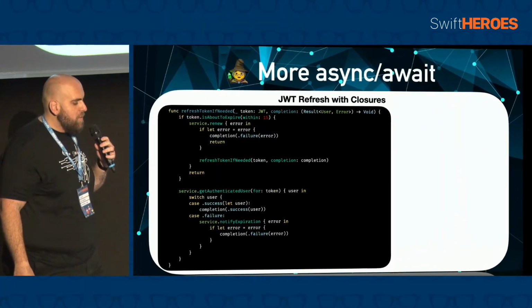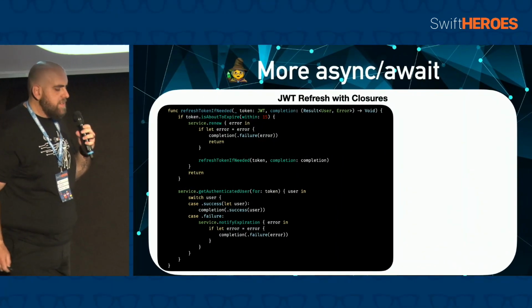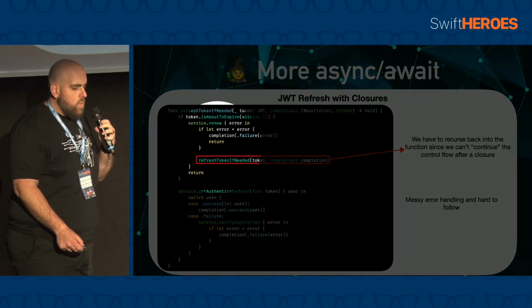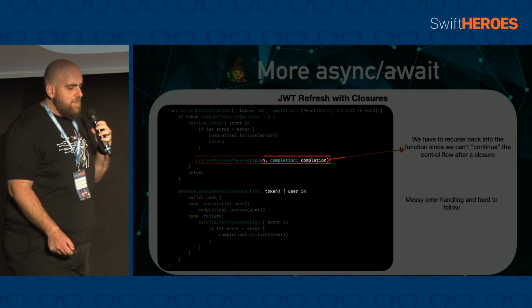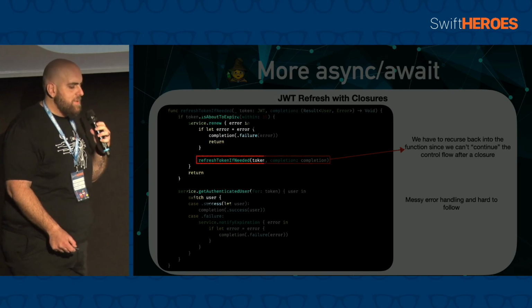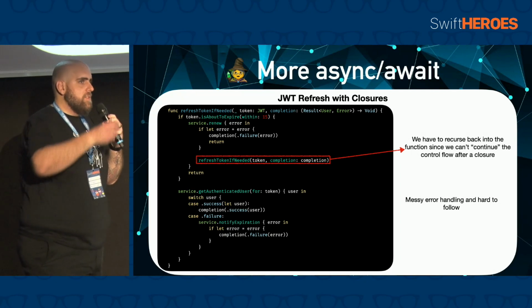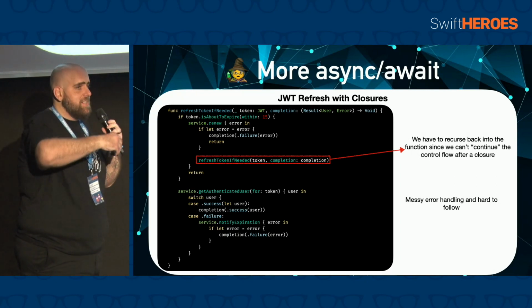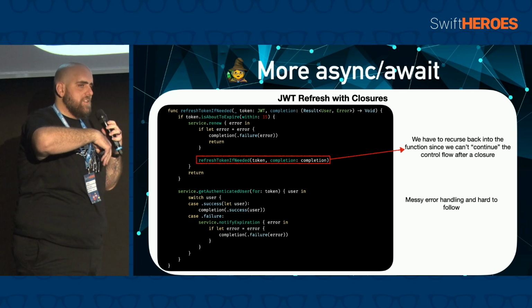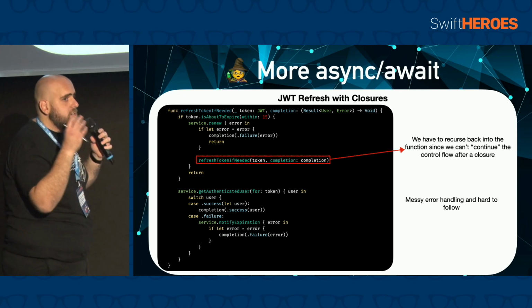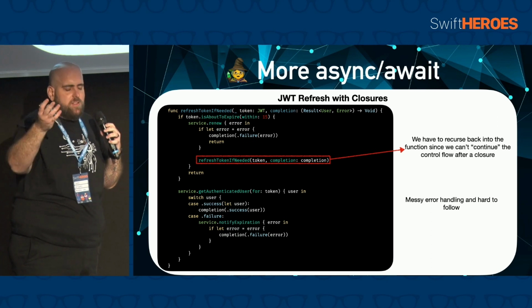So if we use closures, then we have to do something like this. Basically, once we renew the token, we actually have to recurse back into the function with the same completion handler, because we don't have a way to say, go renew the token, and when you're done, just continue going downwards in the control flow. We don't have a way to do that with asynchronous logic because of this closure-based ad hoc logic.